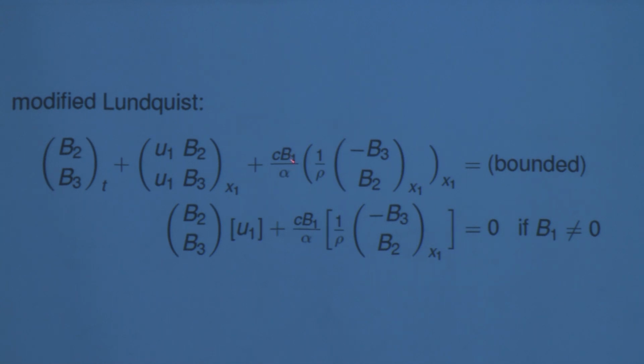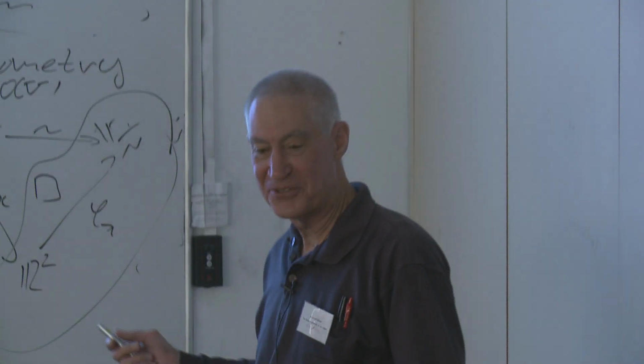So if B1, the normal magnetic field, is not 0, then this will be the RH condition on the magnetic field. And you see that the jump discontinuity in the product of the normal derivatives times rho is discontinuous, and this jump is proportional to this, but B2 and B3 will be continuous. So this modified Lundquist has a chance to be valid, even for weak solutions, if the normal magnetic field is non-vanishing. Okay, it's 5 minutes, right on schedule.